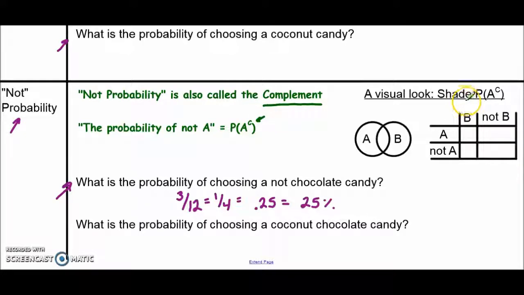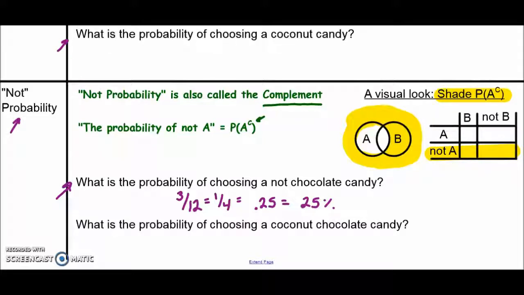So what would that look like visually? Well, this is something we've already done. If I wanted to shade the complement of A, or not A, remember, that's everything outside of the A circle on a Venn diagram. That's including everything in any other circle and everything outside of both circles. On a two-way table, I look for the rows that are not A, and I'll highlight those.